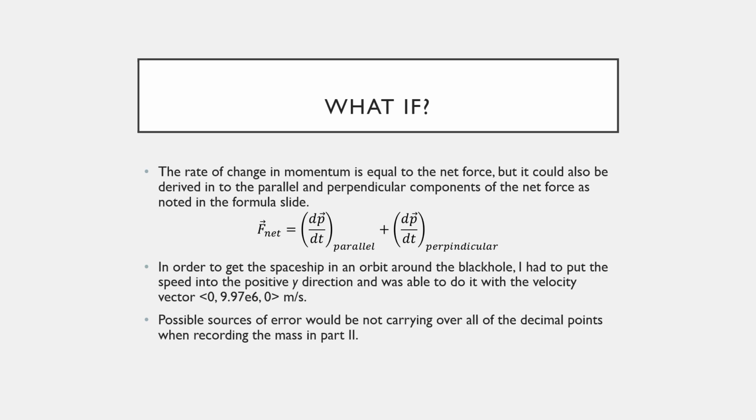Possible sources of error would be not carrying all of the decimal points when recording the mass of the black hole in part 2.